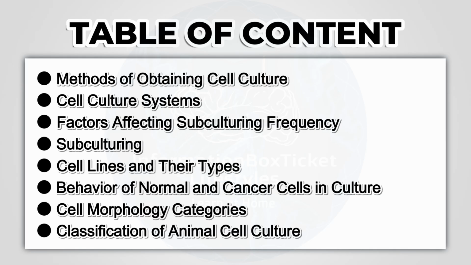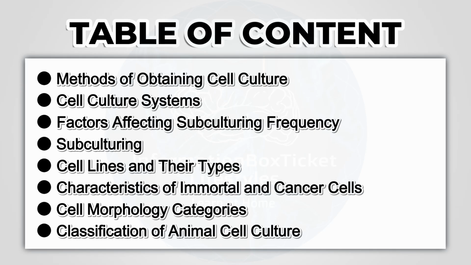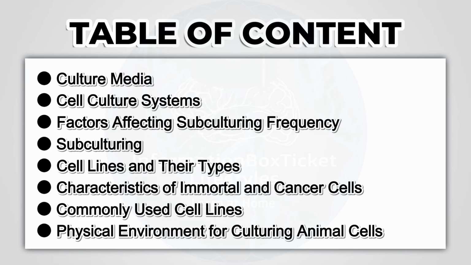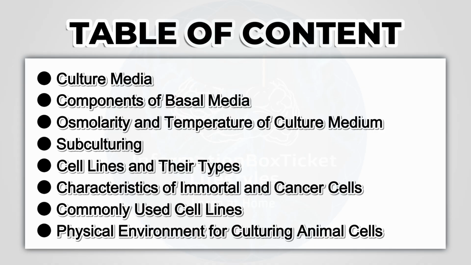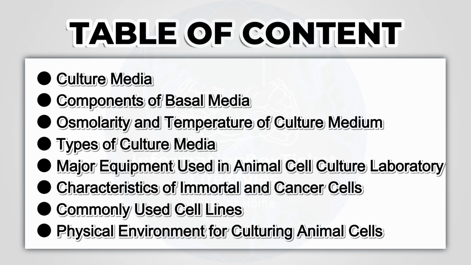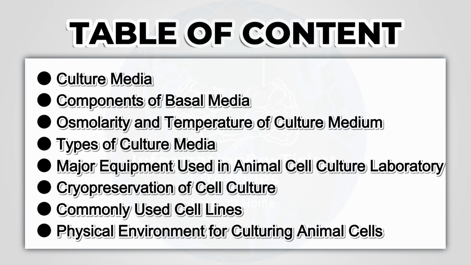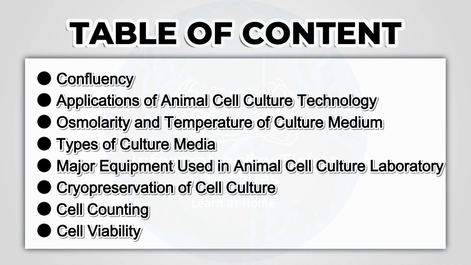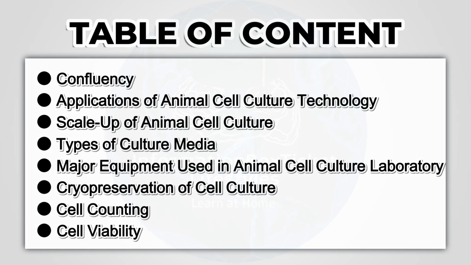Subculturing. Cell lines and their types. Characteristics of immortal and cancer cells. Commonly used cell lines. Physical environment for culturing animal cells. Culture media. Components of basal media. Osmolarity and temperature of culture medium. Types of culture media. Major equipment used in animal cell culture laboratory. Cryopreservation of cell culture. Cell counting. Cell viability. Confluency. Applications of animal cell culture technology. Scale-up of animal cell culture.